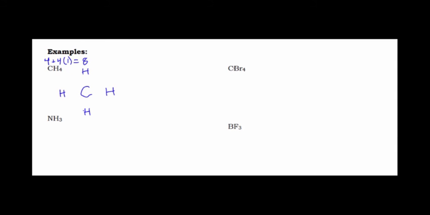Okay, I want you to do the same thing with the rest of these molecules. Find their total number of valence electrons, and then arrange the atoms without any bonds yet. Just arrange the atoms so that all of the atoms are as far apart from each other as they can be around the central atom. Pause the video here.